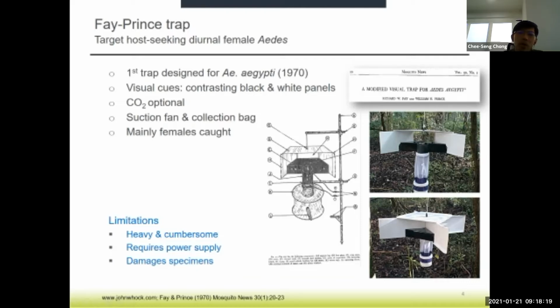In a way, this black and white contrasting panel is used in quite a few traps nowadays, especially the BG-Sentinel trap that we'll briefly touch on later. But I believe many of you would not have heard of or seen this trap anymore, because it's really heavy and cumbersome. It requires a power supply and typically it can damage specimens as well. If the picture is not very clear, you can refer to the references I have listed below, or to the presentation material uploaded on OneDrive, which will be clearer for you.